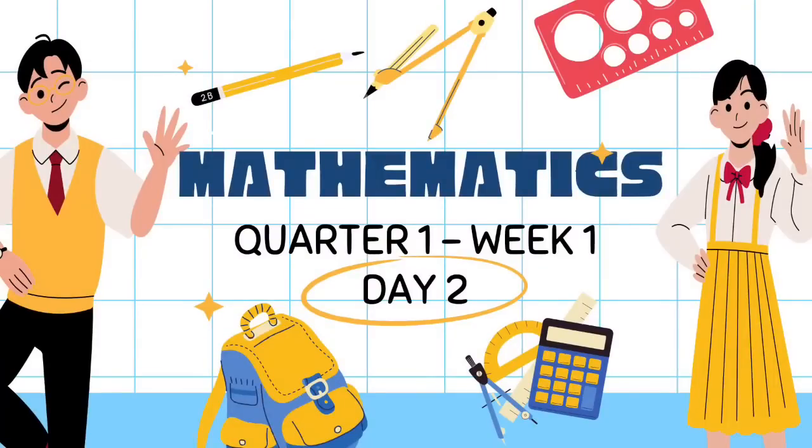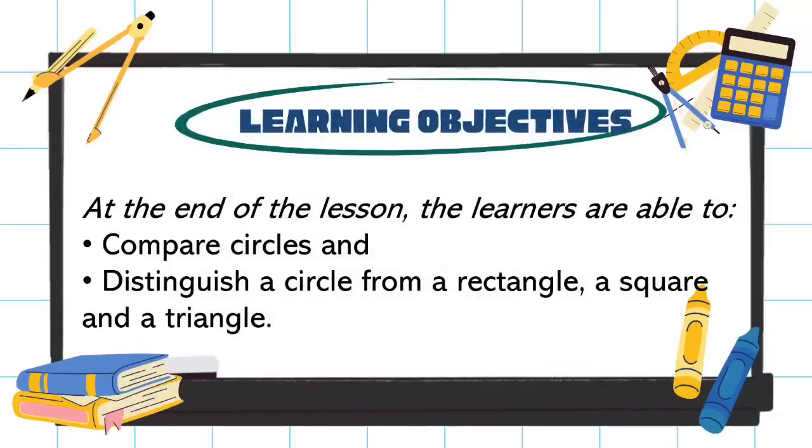Day 2. Our learning objectives are, at the end of the lesson, the learners are able to compare circles and distinguish a circle from a rectangle, a square, and a triangle.